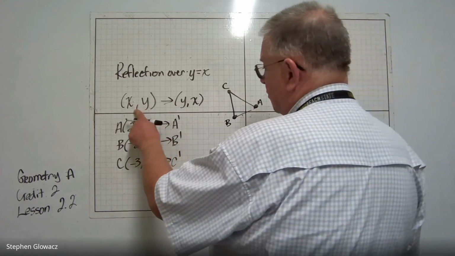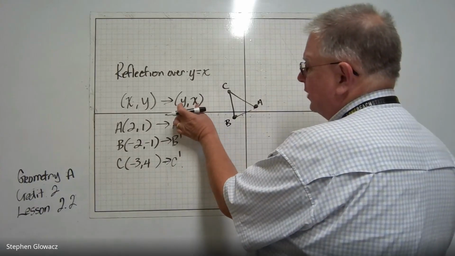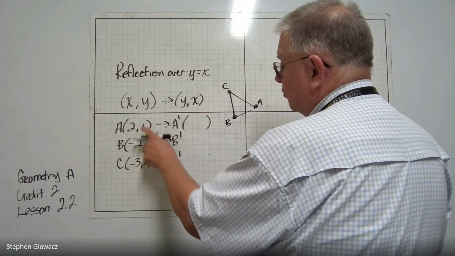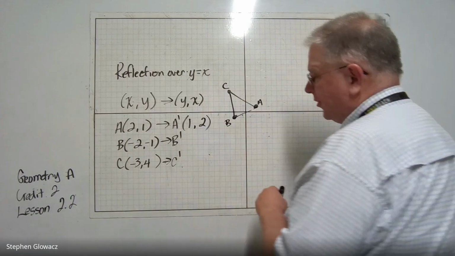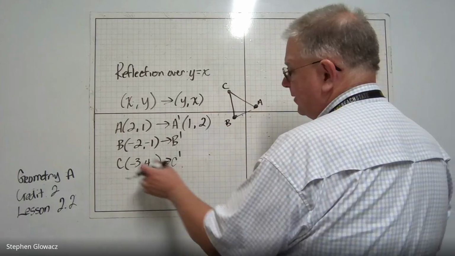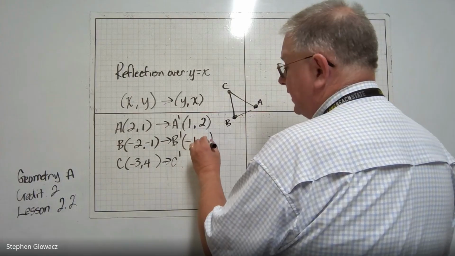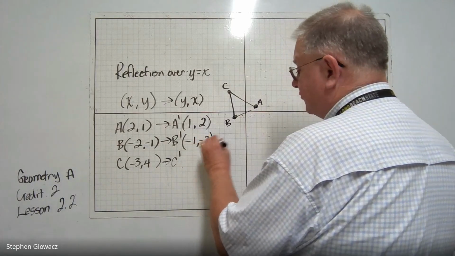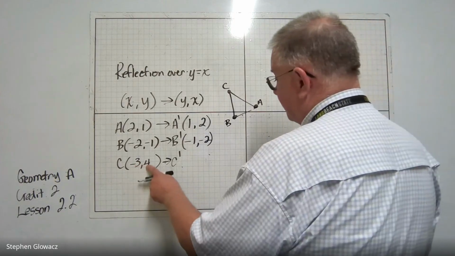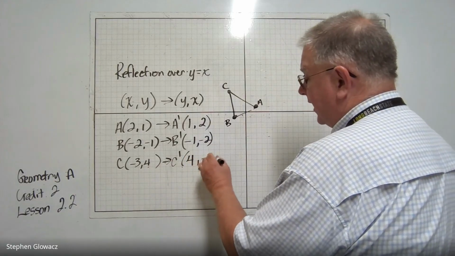The rule is xy becomes yx. And so what that means is we're just going to switch the x and the y coordinates. So for A, if A is 2, 1, A prime would be 1, 2. If B, again, this is our pre-image, is negative 2, negative 1, B prime would be negative 1, negative 2. And then finally, C is negative 3, 4, so C prime would be 4, negative 3.